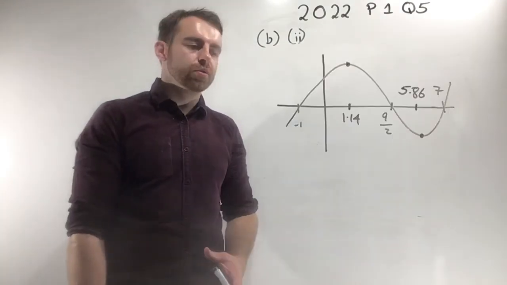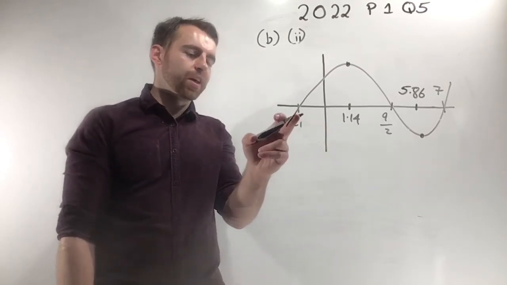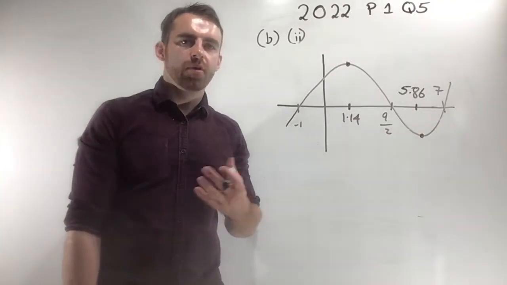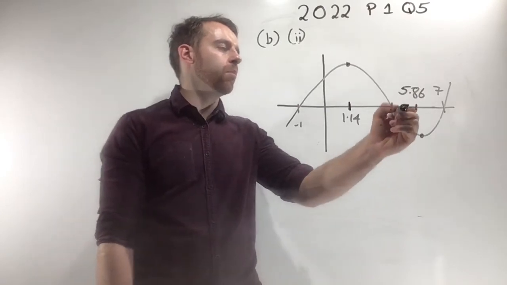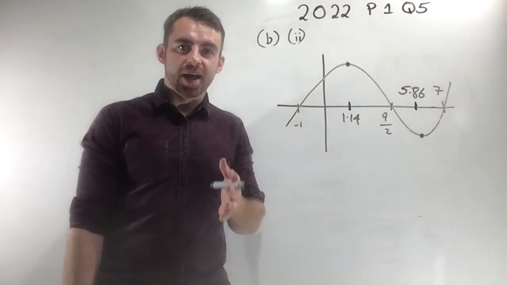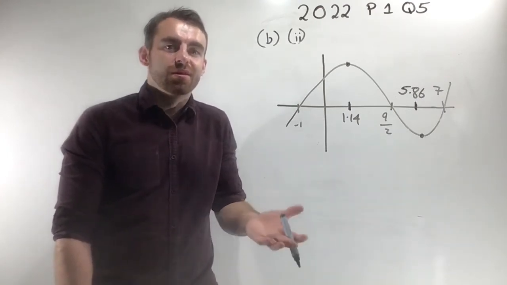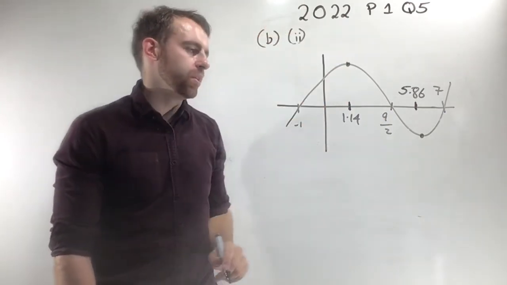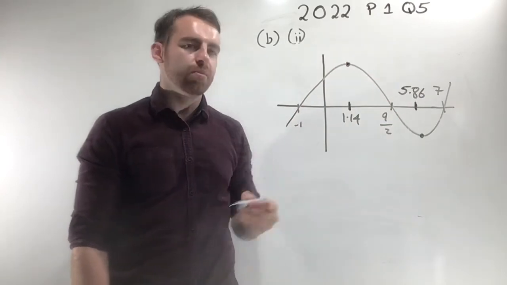So based on what we've done so far in B, we worked out that the curve crosses the x-axis at -1, at 9/2 and at 7. We've also worked out that the maximum point is when x is 1.14 and the minimum point is when x is 5.86. And the question is, when is f dash x negative? In other words, when is the slope negative? Obviously the slope is negative when the curve is decreasing. And we can see from our sketch, it decreases from the maximum point to the minimum point.